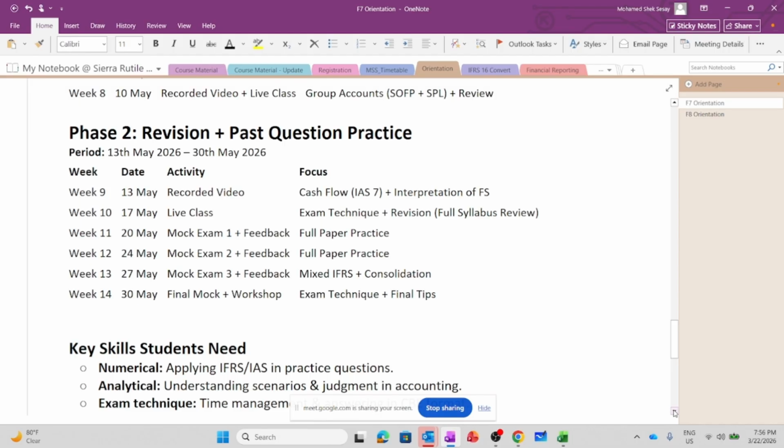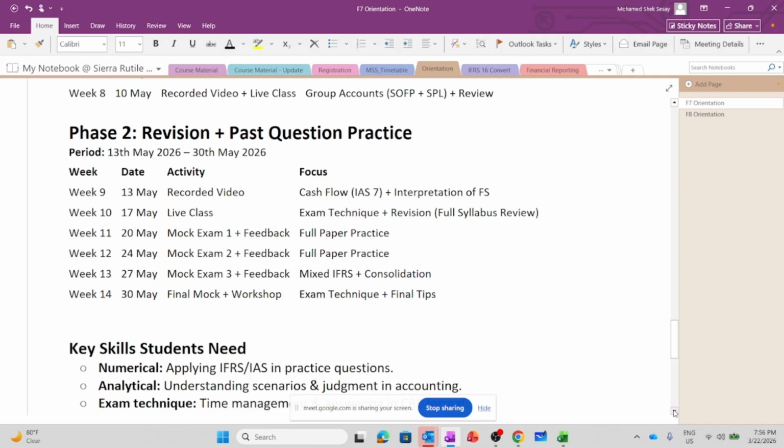We are going to look at the exam technique, how you can answer your ratio question, how you can analyze and interpret your ratios, and also for the consolidation, how you can calculate your statement of profit or loss, and how you can calculate your consolidation for the financial position.